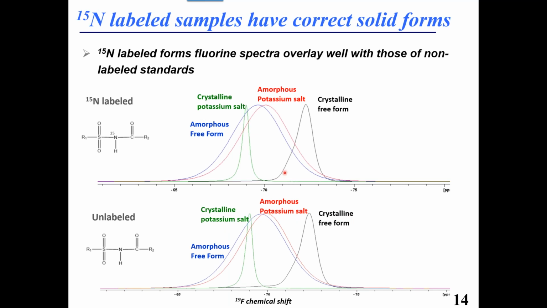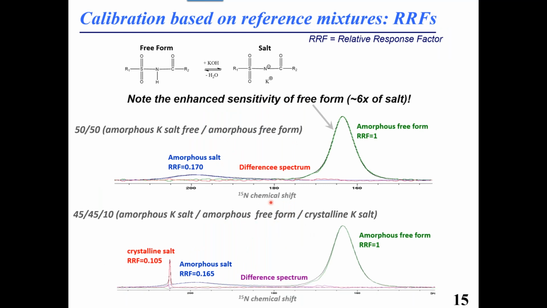So the first step was actually to prepare the N15 labeled analogs of the unlabeled samples. We synthesized them, and we had to confirm that they are the same as the unlabeled species. These are fluorine spectra of unlabeled, as well as fluorine spectra here of the labeled forms, and they were identical. So we confirmed we made the right forms. Then we started to make the mixtures in order to calibrate our quantification.